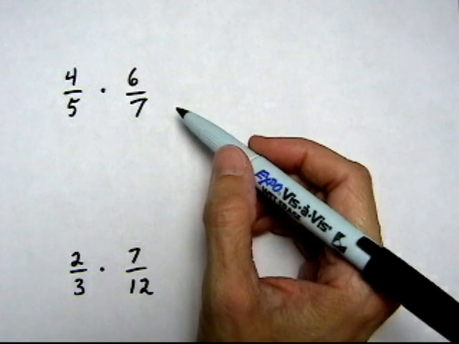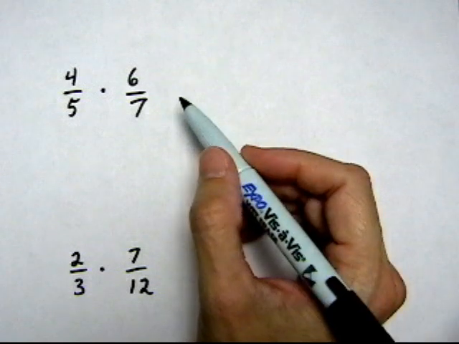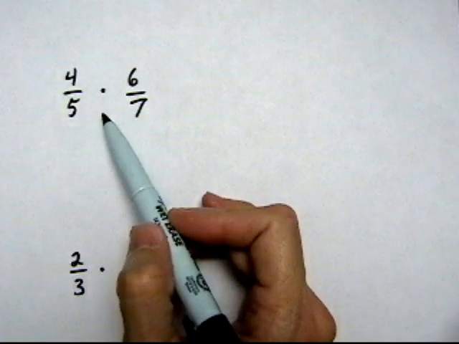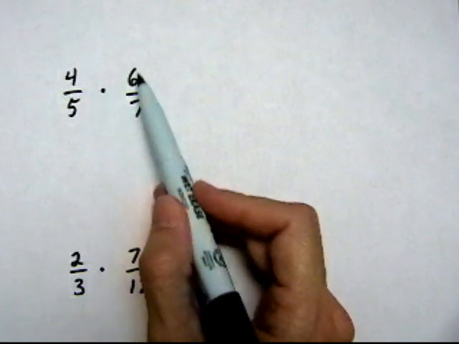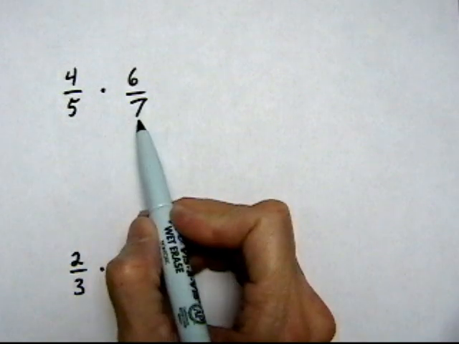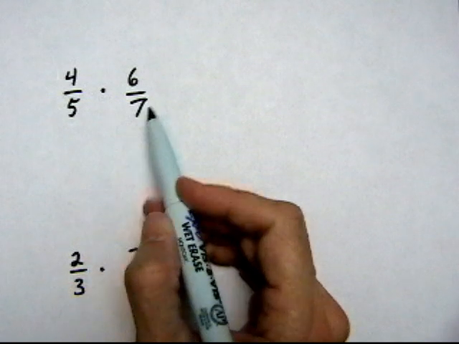Alright, we're going to do a few multiplying fraction problems here. And the general idea is that the first thing you want to do is cancel out common factors, or divide out common factors from top and bottom. And then multiply right across, and we don't care at all if the denominators are common denominators or not.